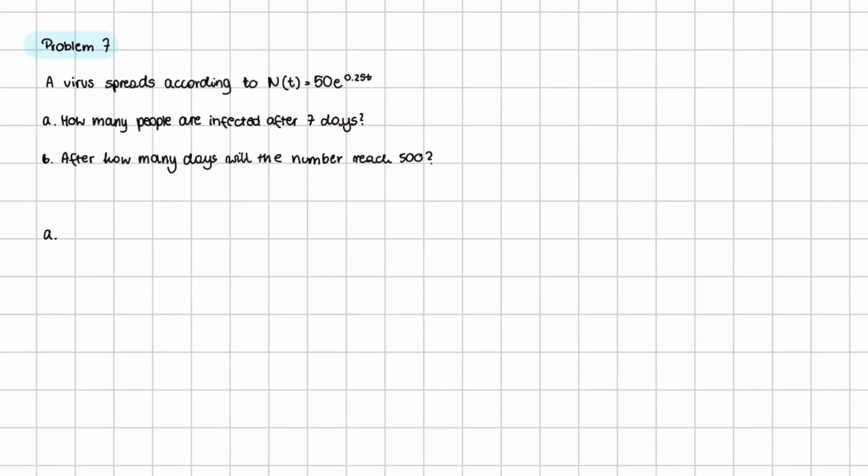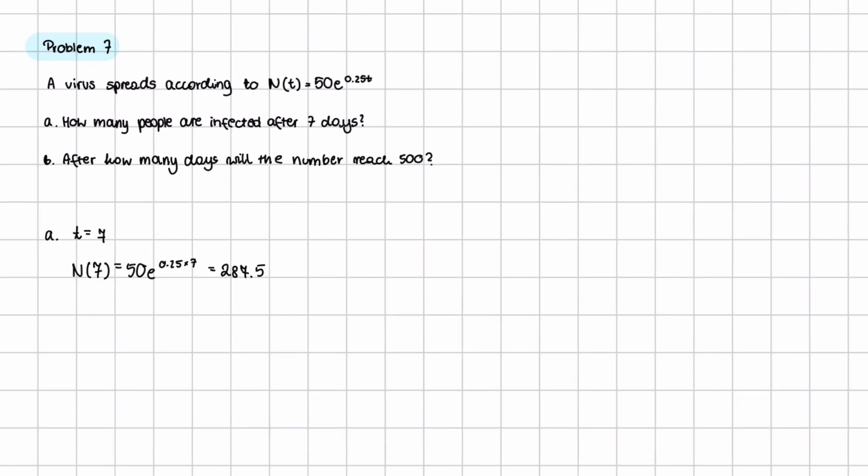Now we have problem 7. A virus spreads according to, and we have our function. And firstly, we have to find how many people are infected after 7 days. So t is 7, and we just need to substitute it into our function and find the answer. And this is our answer.